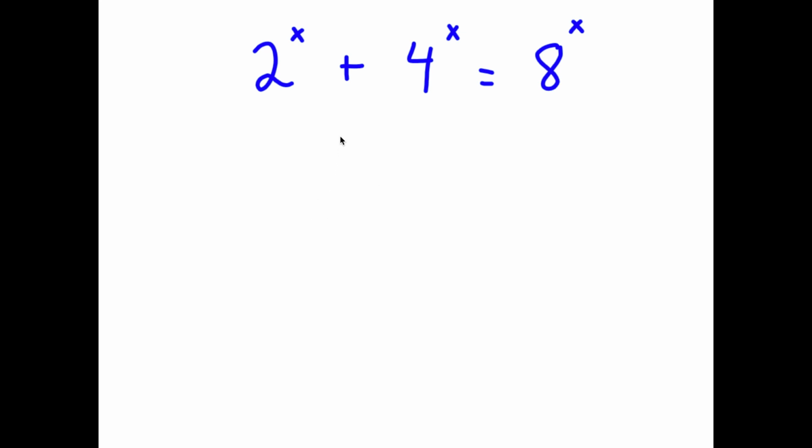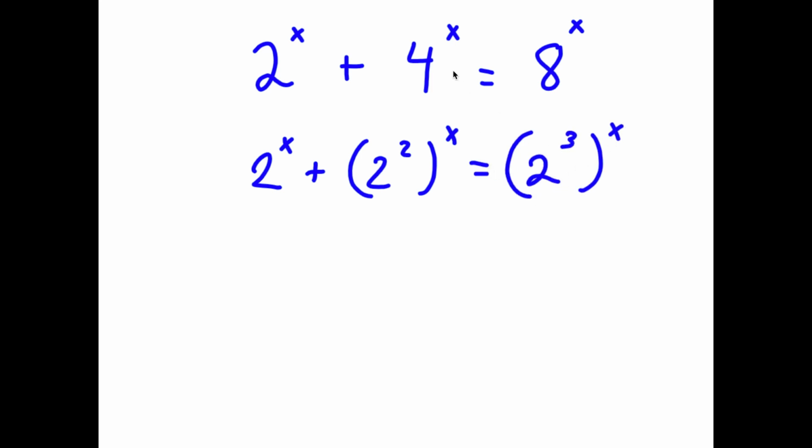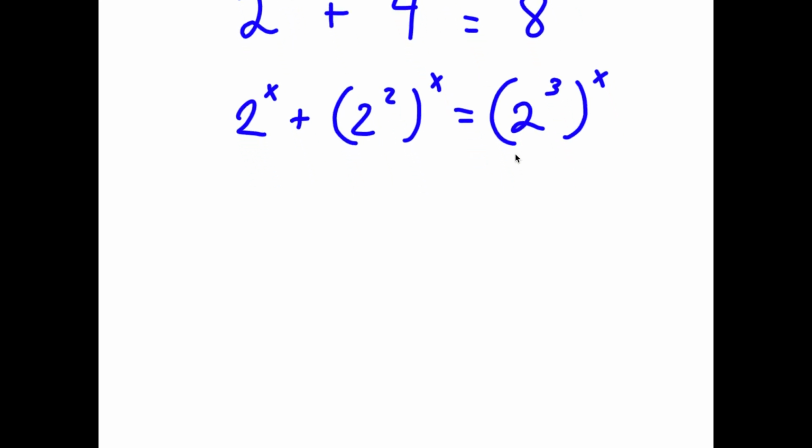Alright, so in this problem, I have 2 to the power of x plus 4 to the power of x is equal to 8 to the power of x. To solve this, I'm going to first rewrite this as 2 to the power of x plus 2 squared to the power of x is equal to 2 to the power of 3 to the power of x. I rewrote 4 as 2 squared and 8 as 2 to the power of 3.